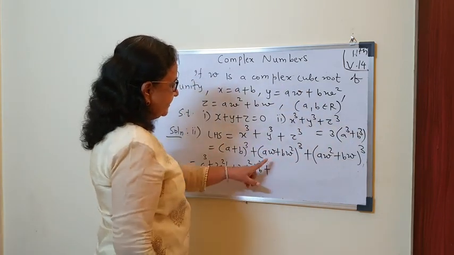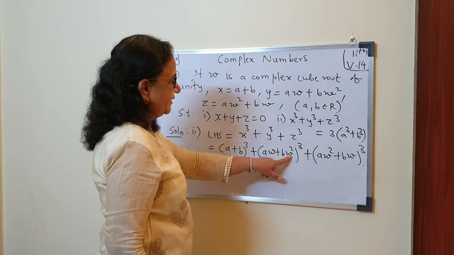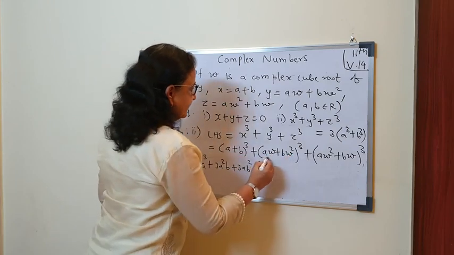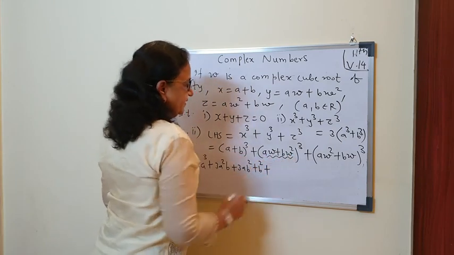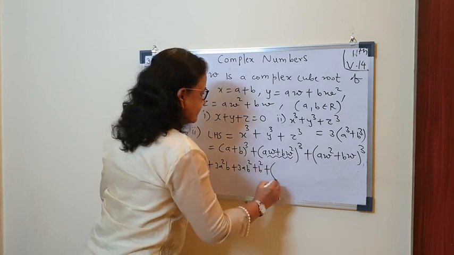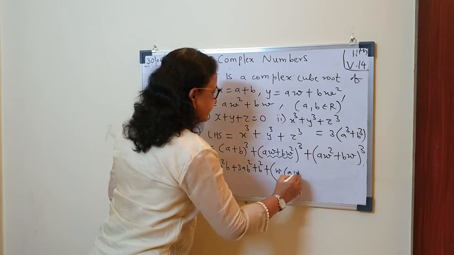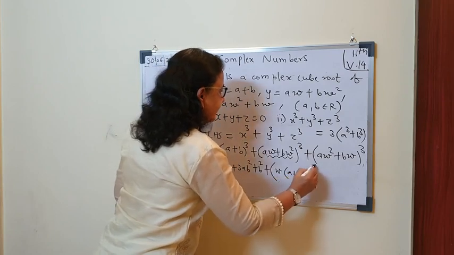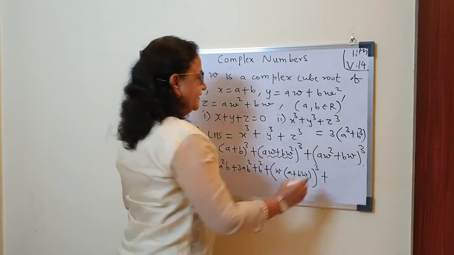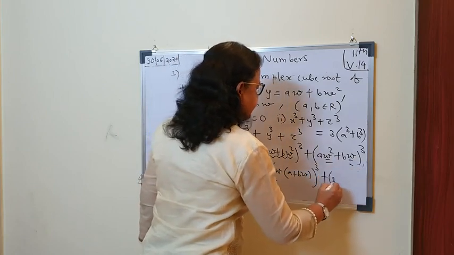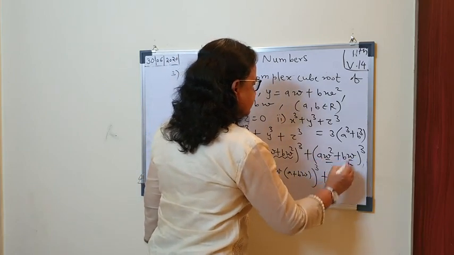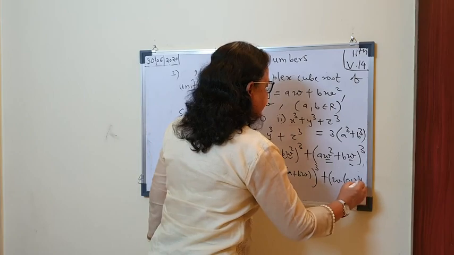Okay. Now here if you keep omega common, can I do it directly? Supposing it is omega common, then inside what you get? Omega if you keep common, (a plus b omega) and bracket cube. And here again if omega is common inside, it is (a omega plus b) and bracket cube.